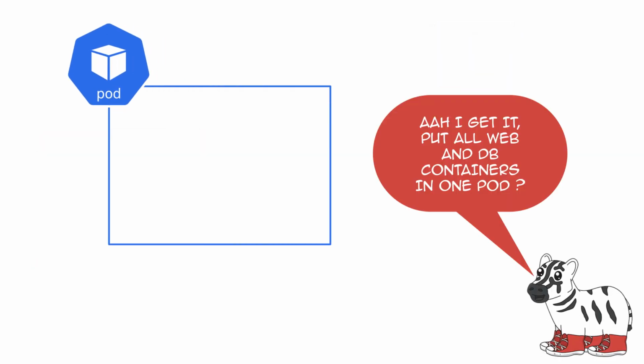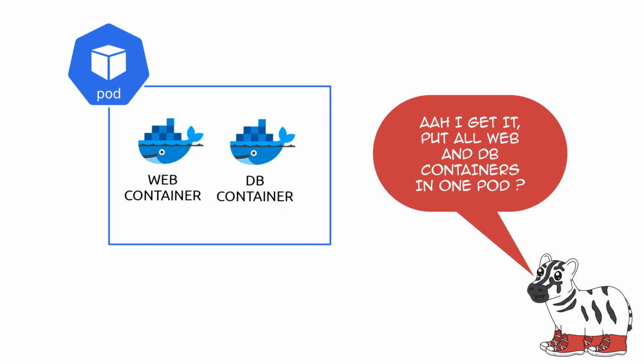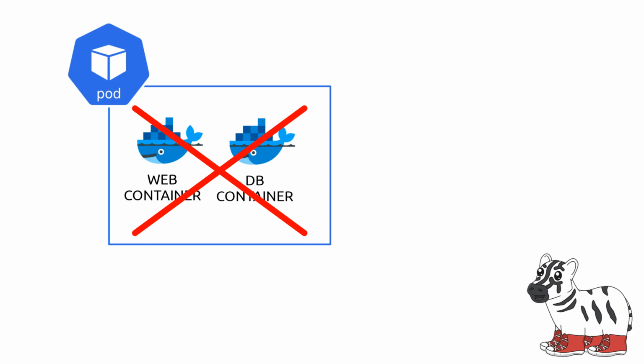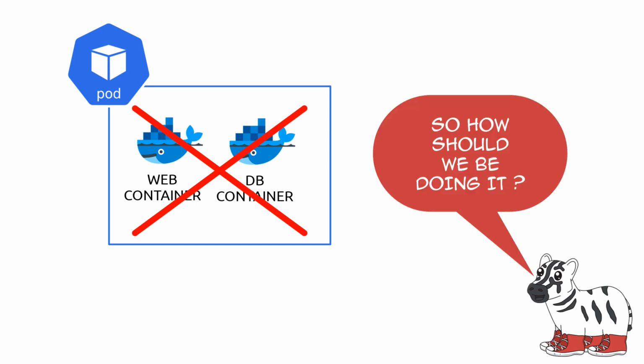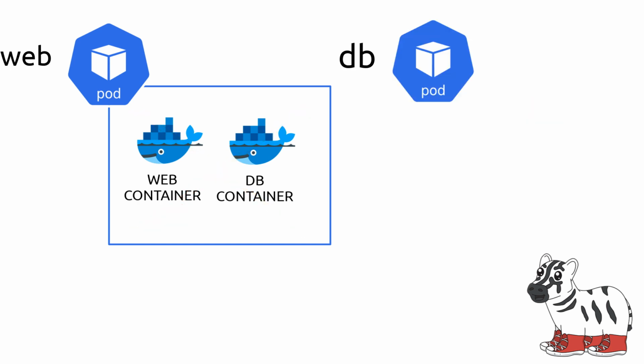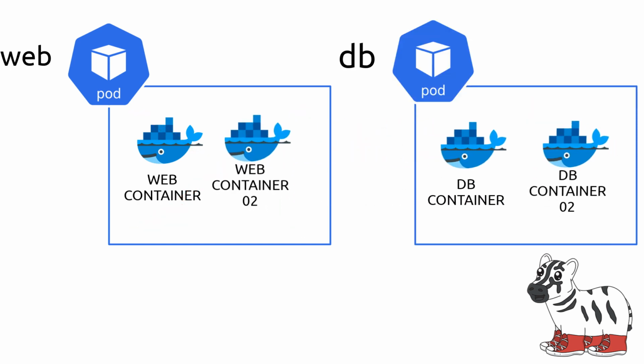Z wondered, if pods are a wrapper around a set of containers, can she put all her web containers and database containers inside of a single pod? Well, no. The idea behind pods is to represent a single instance of an application. So in this case, having the web and the database in the same pod is considered an anti-pattern. The web containers would be in their own pods and the database containers would be in their own pods independently.